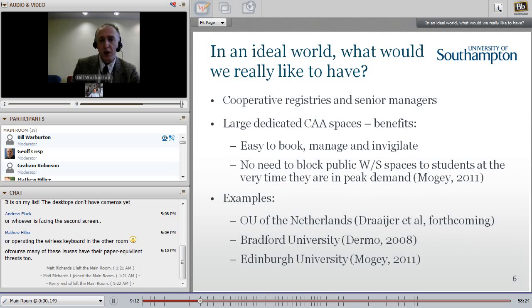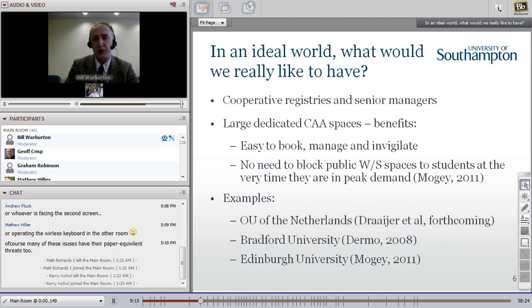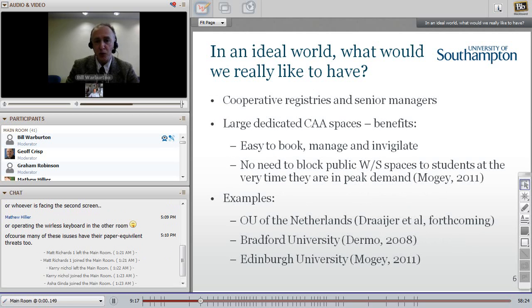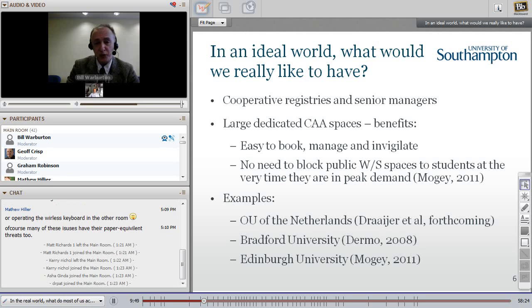So ideally, when you talk to academics, tutors, managers about what they really want, the thing that comes top of the list is that the university says it's okay to do this. They're not going to get into trouble for using computer-based assessment. Large dedicated CAA spaces, large workstation areas that can accommodate the biggest cohorts, are very difficult to find. And I'll come back to this a little later on. They do need to be easy to book. You mustn't be competing all the time, so that when you're expecting to do your exam, you find you can't. They need to be easy to manage from the hardware point of view and the software point of view. They need to be easy to invigilate.